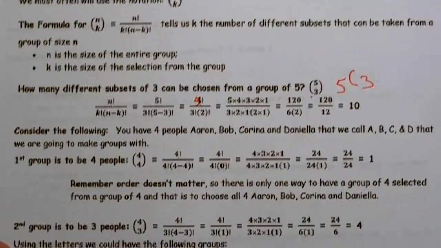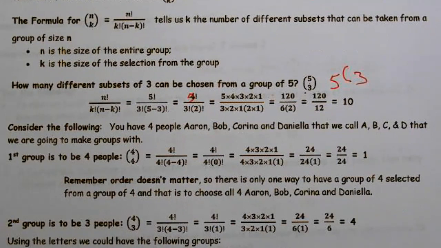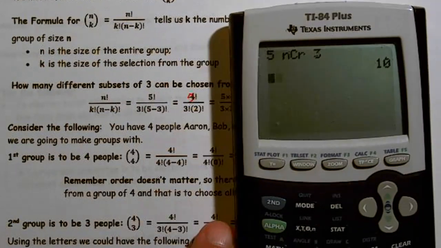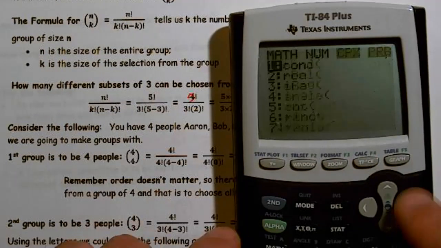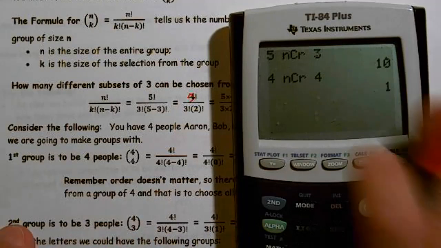So consider this. You have 4 people, Aaron, Bob, Karina, and Daniela, that we all call A, B, C, and D just to make it easy. How many groups with 4 people? Well, that would be 4 choose 4. So once again, 4, math, probability, drop down to number 3, 4 choose 4. There's only one group because basically we're choosing all of them.